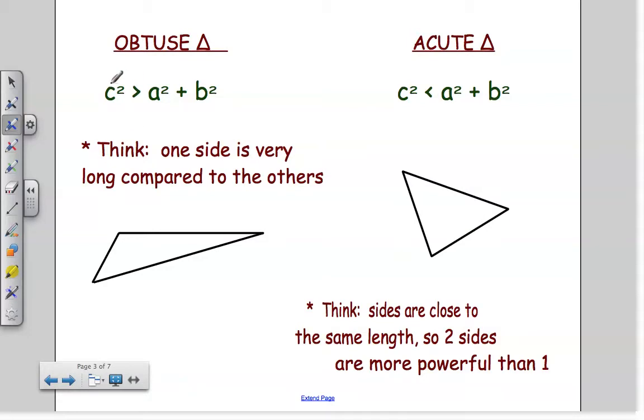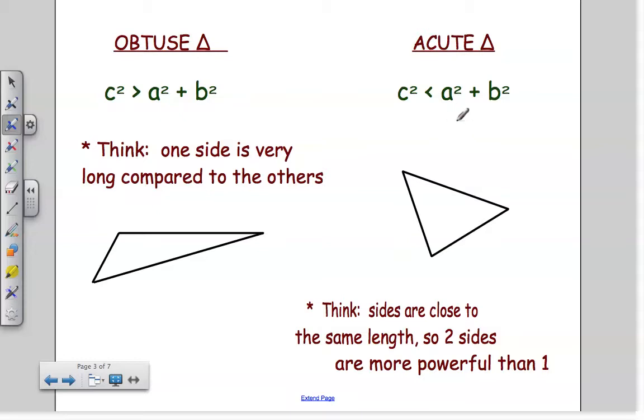If you find that the one side squared alone, what you thought was a hypotenuse, the longest side squared, is greater than the other two sides squared added together, then it's an obtuse triangle. And the way you can remember that is you think in an obtuse triangle, since we have one angle greater than 90, you have one really long side opposite from that obtuse angle. So if you've got one really long side, one really big number, that one number by itself squared will be greater than the other two sides together. That's how I remember that obtuse triangle has the one side squared greater than the other two sides squared added together.